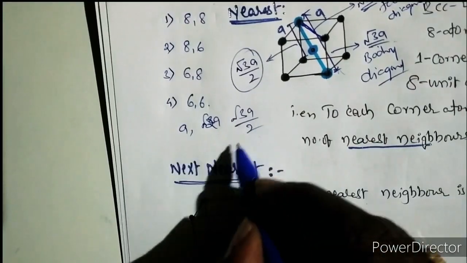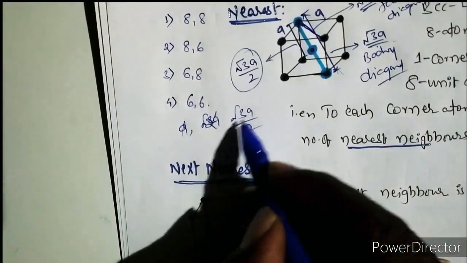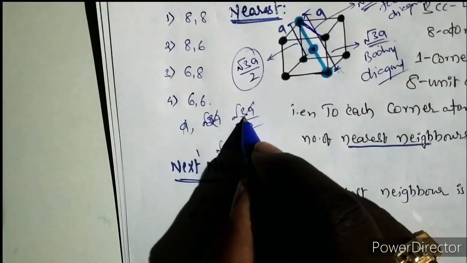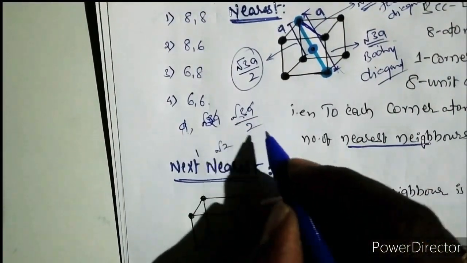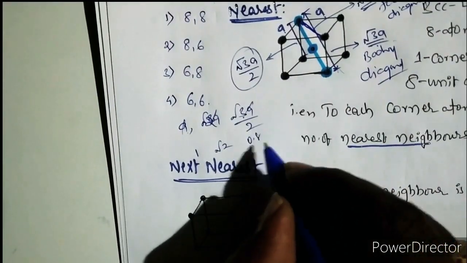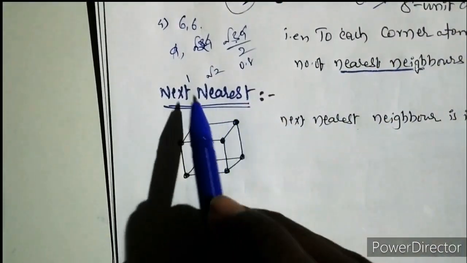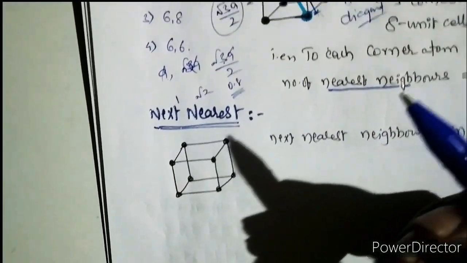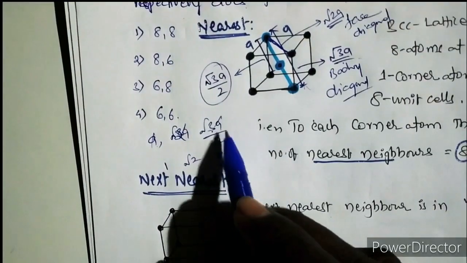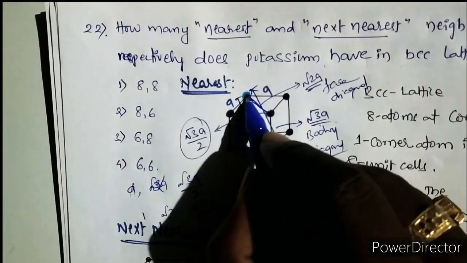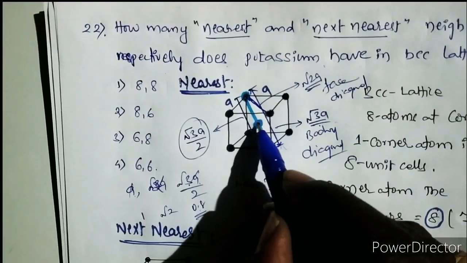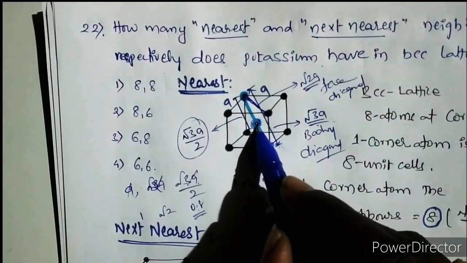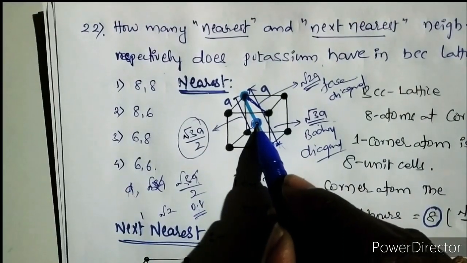So if you write this value, it is A. In all the cases A you have, so you cancel all the A's. It is 1, it is root 2, it is root 3 by 2, that means 1.732 by 2. That means 0.8 nearly you are getting, right? So what is the nearest atom in these three? The smallest value. The smallest value is 0.8, that is nothing but root 3 by 2. That means to this corner atom, your nearest atom is the body center atom. Okay, nearest atom is the body center atom.